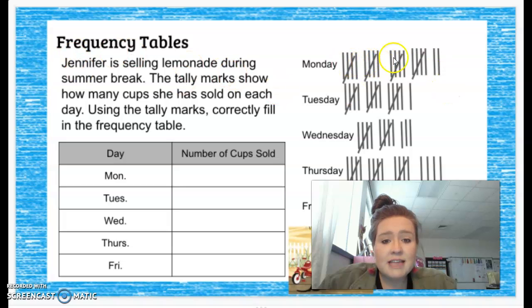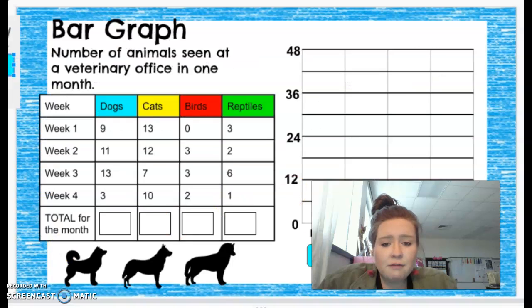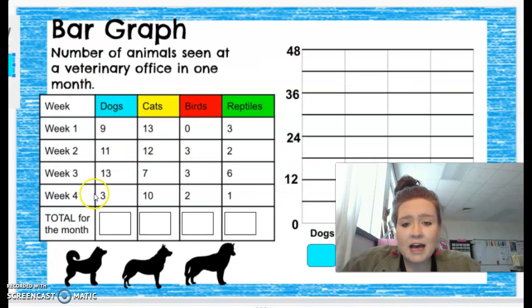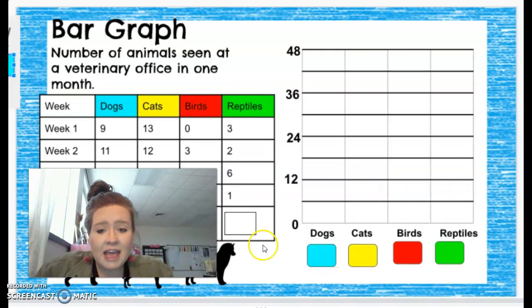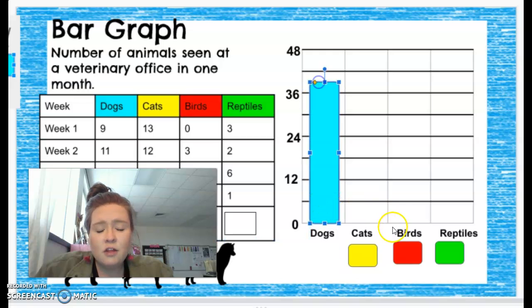This one, you're going to be tallying up your frequency table, okay? So how many lemonade cups were sold on Monday? You're just going to be typing the answer in here. A bar graph, you're going to tally up the number. So you're going to tally up dogs, you're going to tally up cats, tally up birds, tally up reptiles, and put it down here. And then you're going to take this and move it, and you can drag those colors according to where it needs to be.